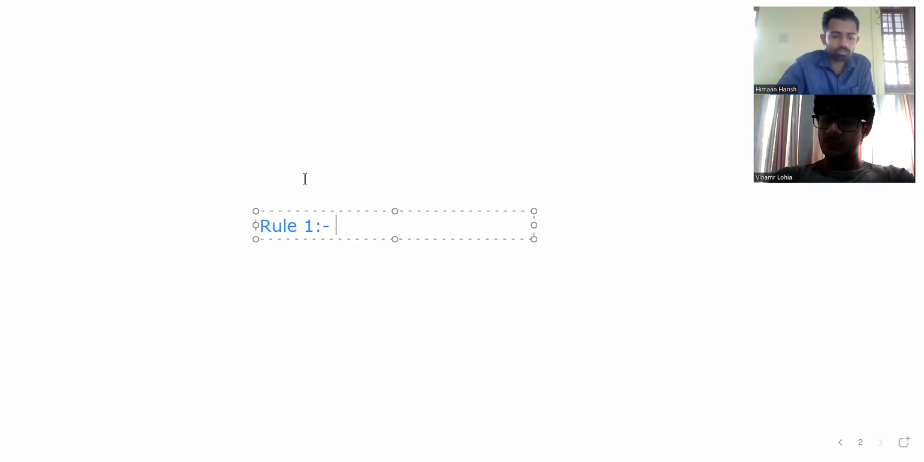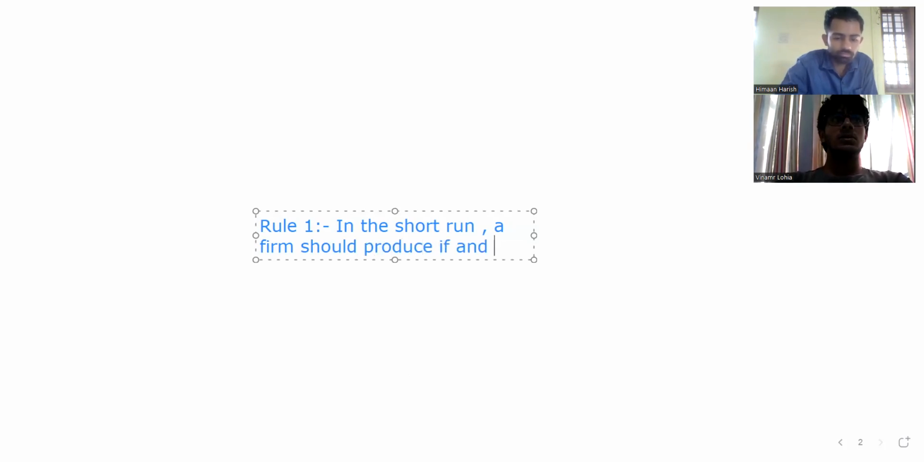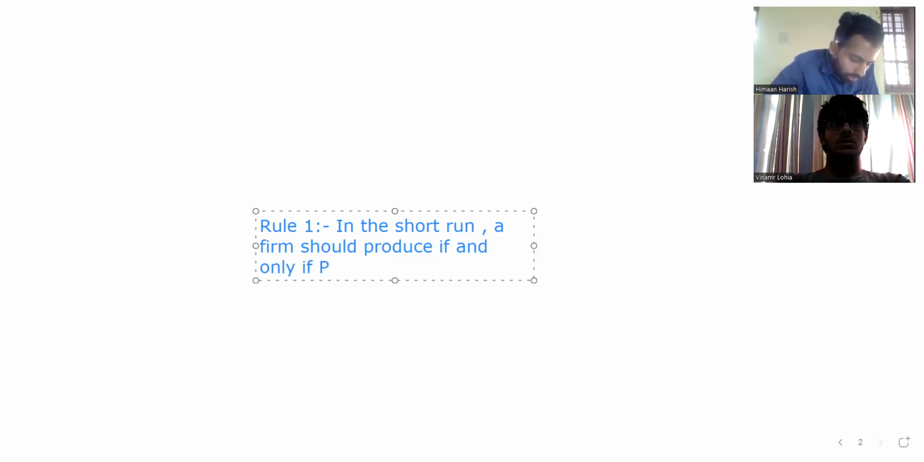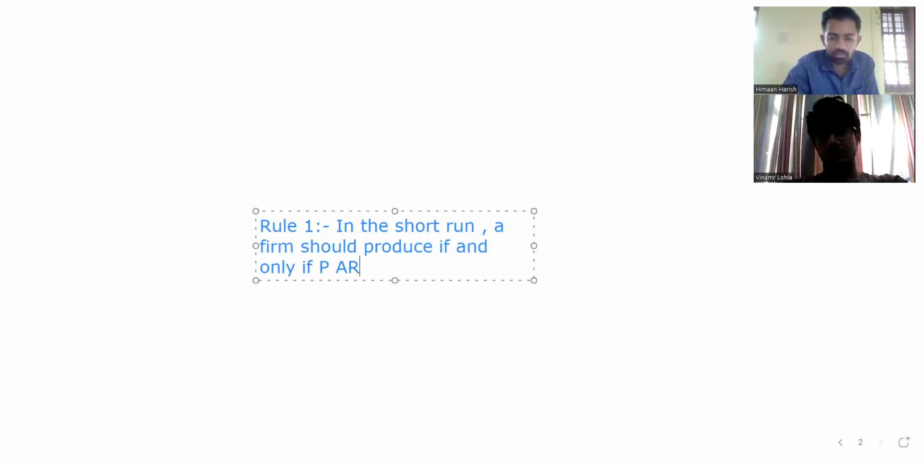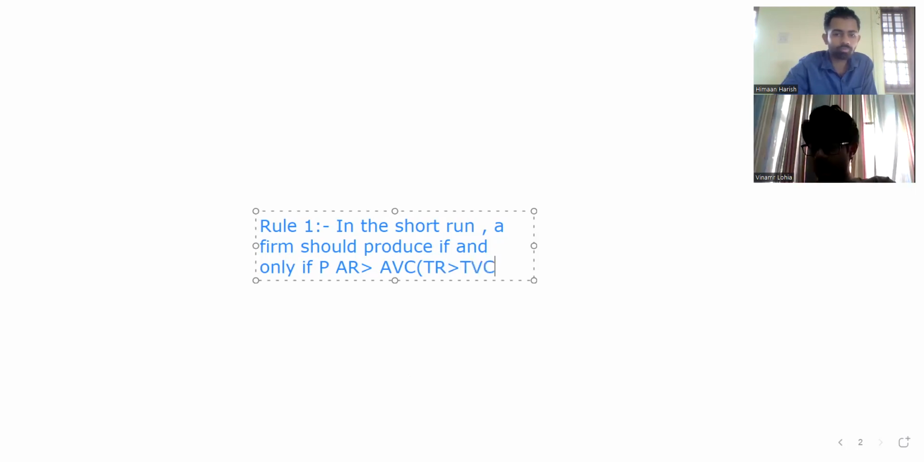In the short run, a firm should produce if and only if P, or average revenue, is more than AVC, or average variable cost, or TR is more than TVC. P stands for... is it profit, or price?